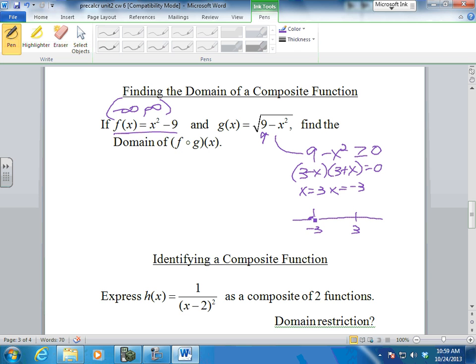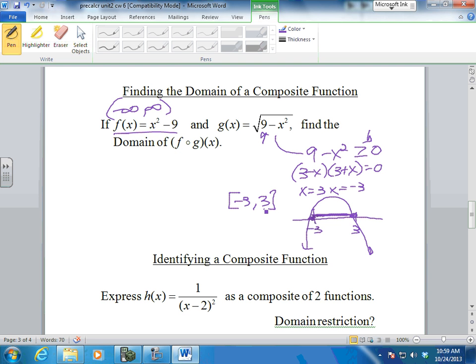And these can be closed. Now which way does your parabola open? Down. So here's the zeros of my parabola. And I want the positive. I want this in here. So my domain is from negative 3 to positive 3.